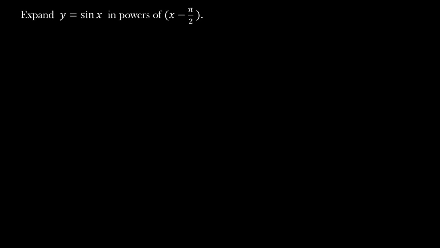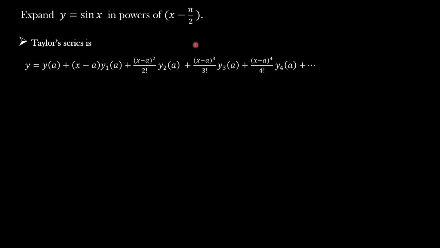First problem, expand y is equal to sin x in powers of x minus pi by 2. Since we have to expand y is equal to sin x as a power of x minus pi by 2, which is of the form x minus a, where a is non-zero, this results in Taylor series expansion about a is equal to pi by 2. Therefore, by Taylor series, y is equal to y of a plus x minus a into y1 of a plus x minus a whole square by 2 factorial into y2 of a plus x minus a whole cube by 3 factorial into y3 of a, and so on.